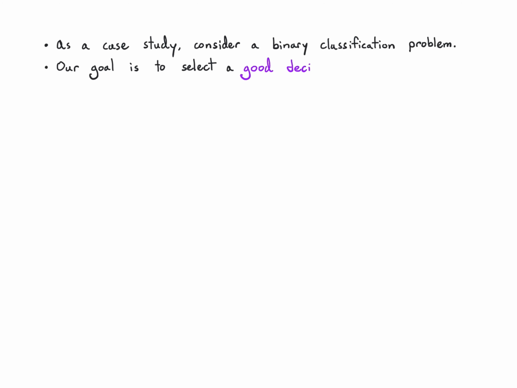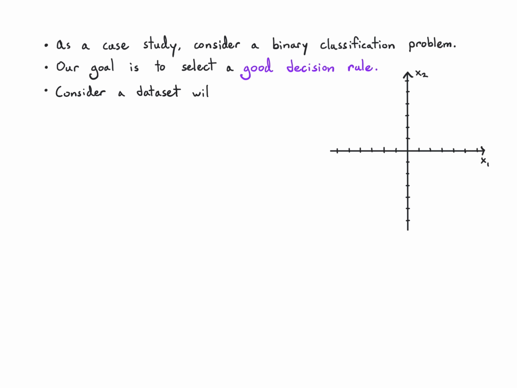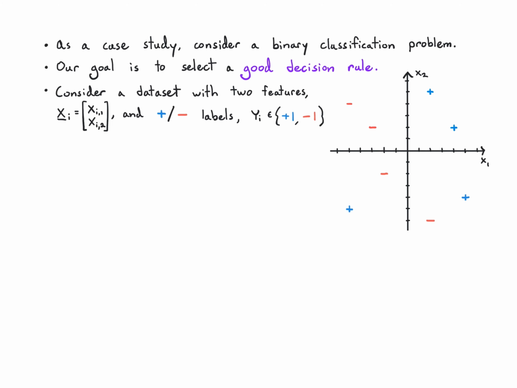Okay, to kind of wrap up, we're going to look at a case study in a little more detail, which is binary classification. So what we're going to do here is we want to just select a good decision rule given our examples, okay? So here is our space. Let's say it's 2 dimensions. I have a data set with 2 features. That's why it's 2 dimensions. So x_i is just x_i1 and x_i2. And we have plus minus labels. That means that y_i is +1 or -1. So here are some examples that I'm given for my training, right?